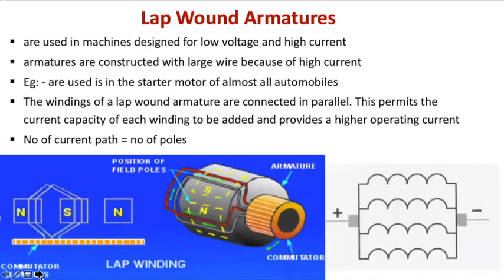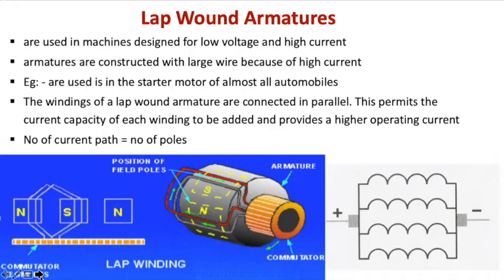The lap winding armatures are used in machines designed for low voltage and high current. Armatures are constructed with large wire because of high current. For example, it is used in the starter motor for almost all automobiles. The windings of a lap wound armature are connected in parallel. This permits the current capacity of each winding to be added and provides a high operating current. In lap winding armature, the number of parallel paths is equal to the number of poles on the armature.